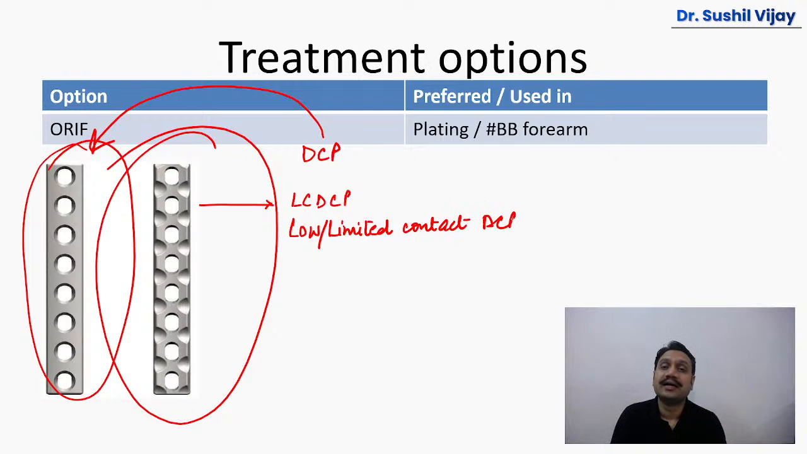Why are we calling it limited contact? Because see, the extra margins of the plate have been removed, right? They have been removed so that when you put the plate over the bone, the whole plate is not on the bone. The whole plate should not be on the bone. It is not required because it will do unnecessary periosteal damage, okay? All right, I hope this is fine.